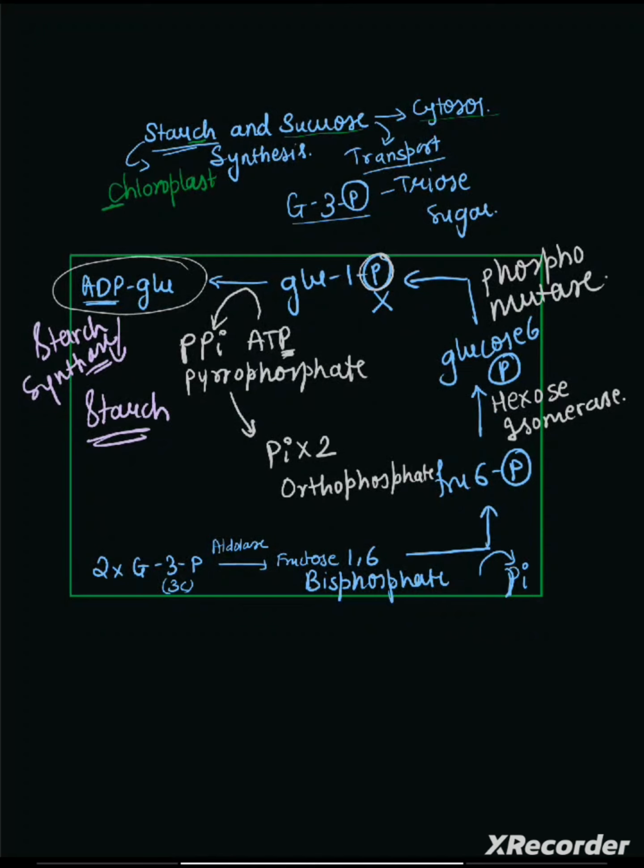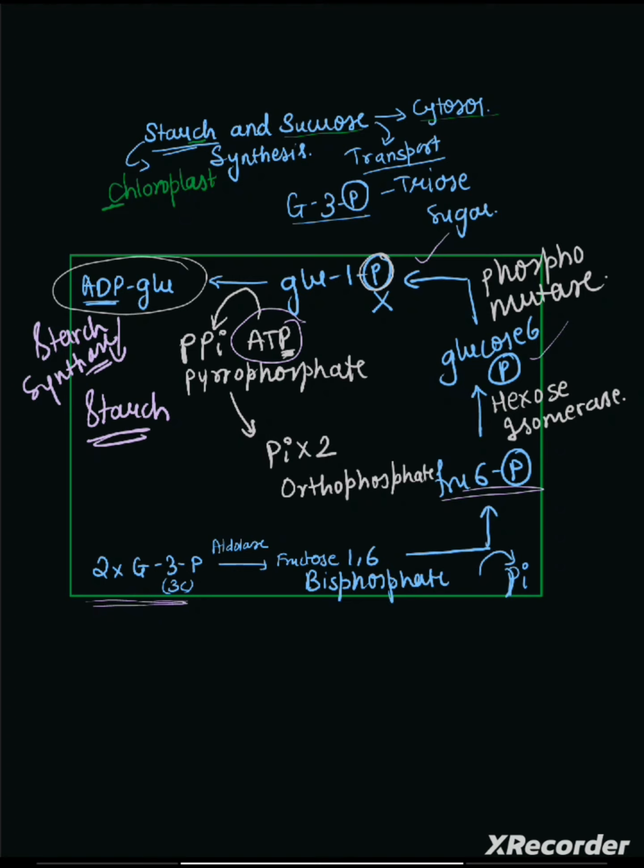So what is the first thing happening here? Glyceraldehyde 3-phosphate to fructose 1,6 bisphosphate, then to fructose 6-phosphate, then to glucose 6-phosphate, then glucose 1-phosphate. That phosphate has to be removed and another phosphate from the ATP will be removed to get your ADP glucose. From ADP glucose you can form starch.